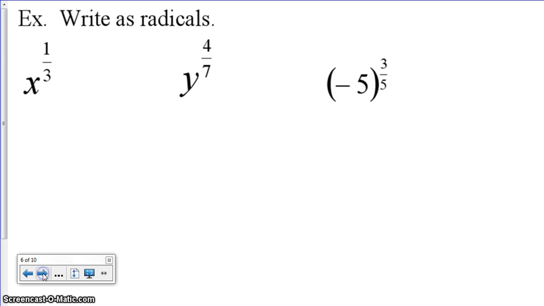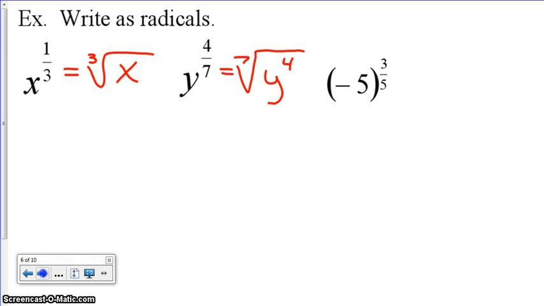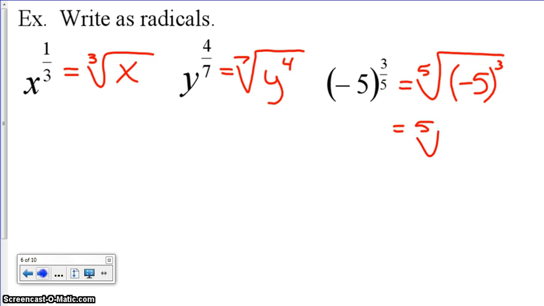We can do the opposite and write our rational exponents as radicals. In order to do that, I have the cube root of x. Here, I have the 7th root of y to the 4th power. And lastly, I have the 5th root of negative 5 to the 3rd, which then I can rewrite as the 5th root of negative 125.